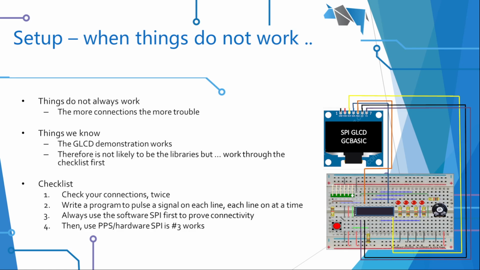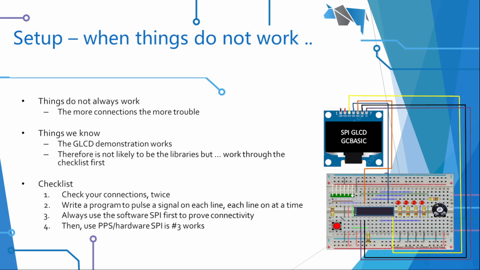Because you can hook it up, and here's a hookup on a board, and it doesn't work. Let's pretend it doesn't work for a minute. Well, there's some things we do know. We do know that I'm demonstrating this particular chip with that board and with that display working. Therefore, we know the demonstration works. It's not likely to be the library that you're going to be calling, because it's likely to be something else. So the checklist. 1, check your connections. Not once, but twice. Don't put a support ticket in on SourceForge until you've checked your connections twice.